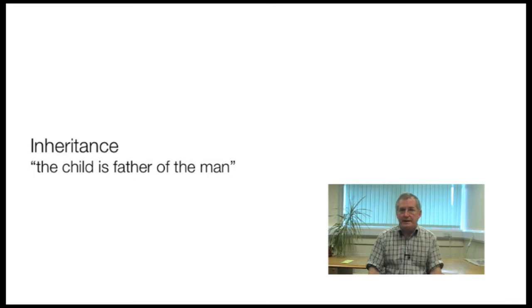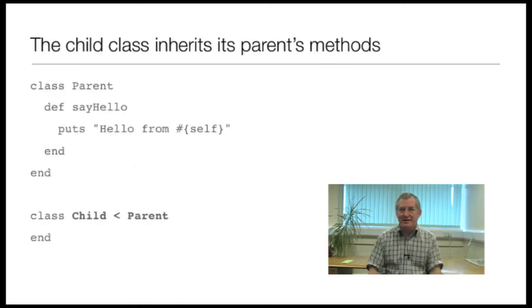A standard example using straightforward terminology. So let's declare a parent class called Parent, and there is a method say_hello in there. What the say_hello method is going to do is just print out something which evaluates to the object itself.